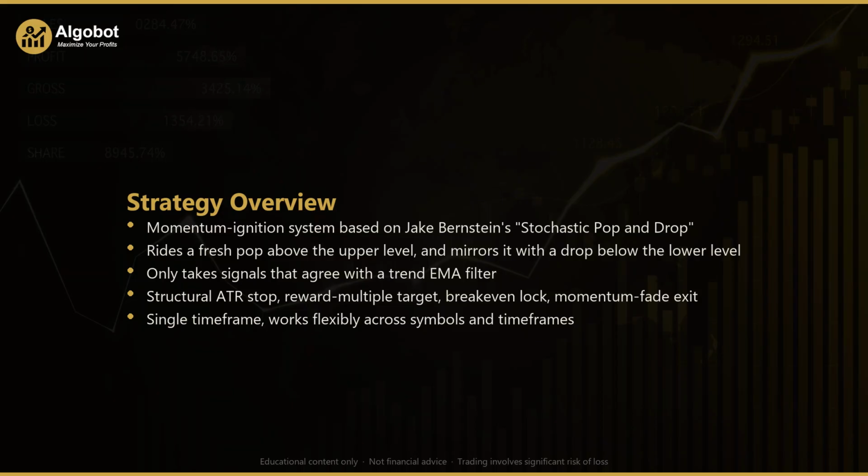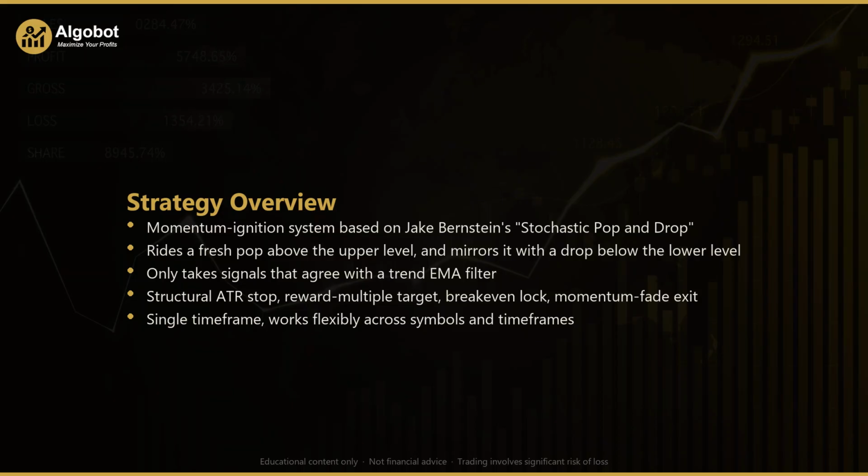To separate the good pops from the bad ones, the EA adds a trend filter built from an exponential moving average. It only takes upward pops when price is above a rising baseline, and only takes downward drops when price is below a falling baseline. That single filter is designed to remove the range-bound false signals, which is exactly where the classic fade actually tends to win, and keep only the continuation moves.